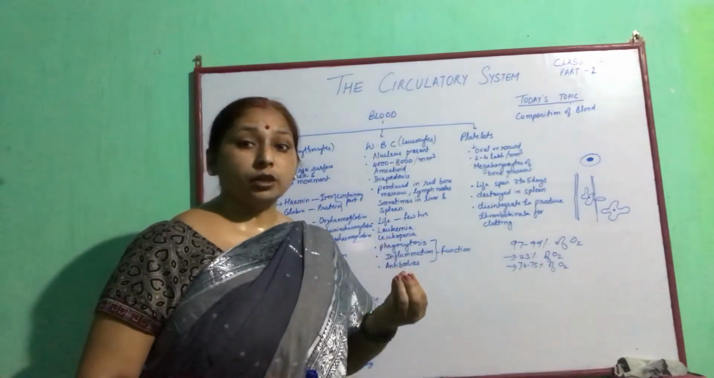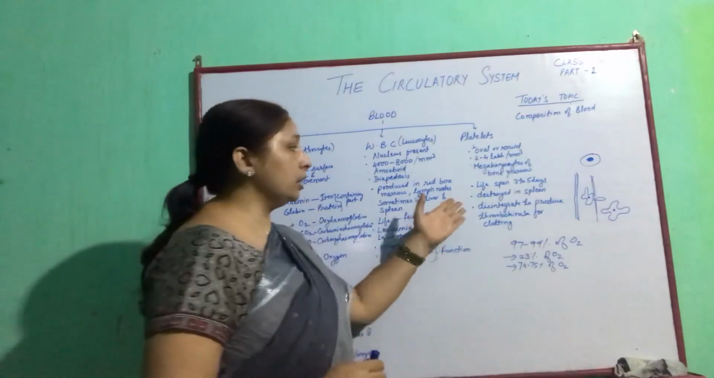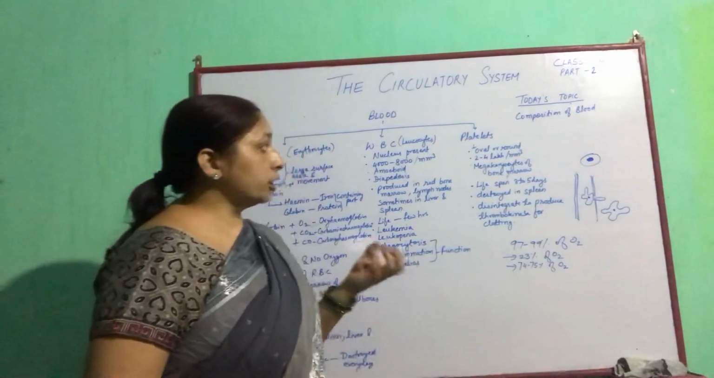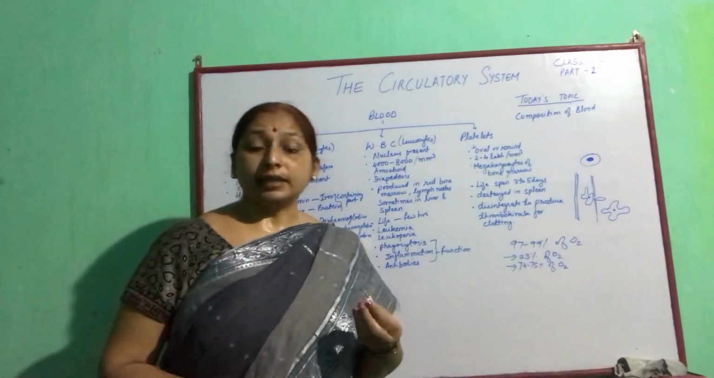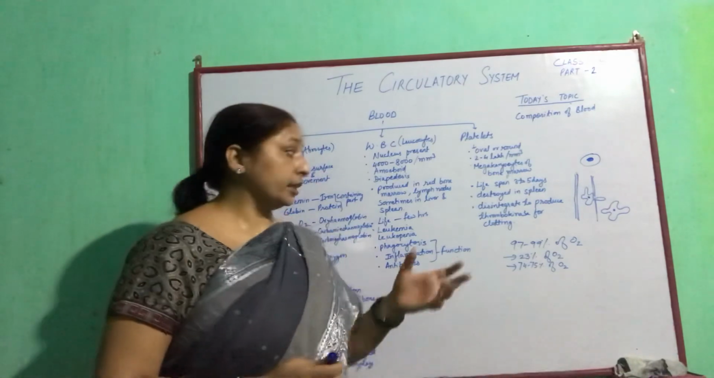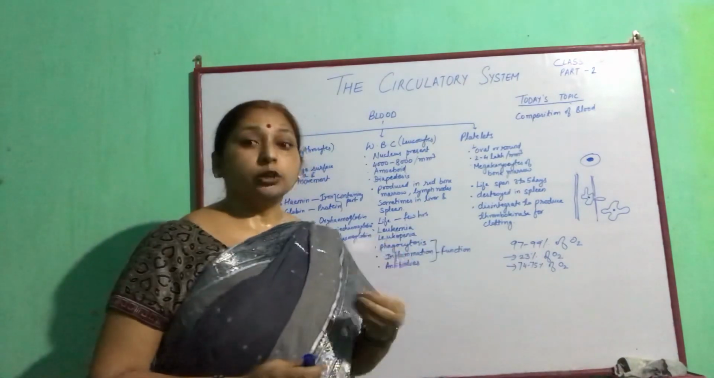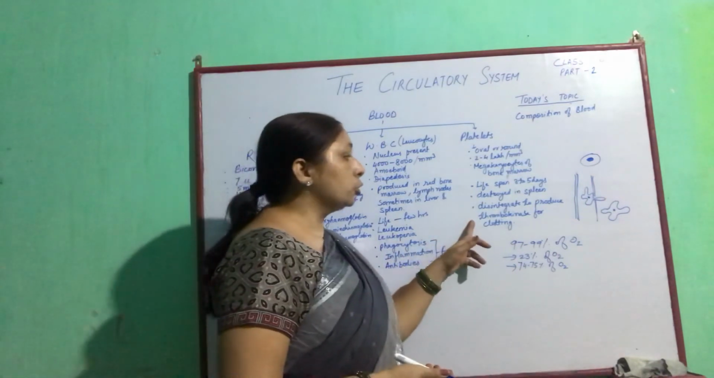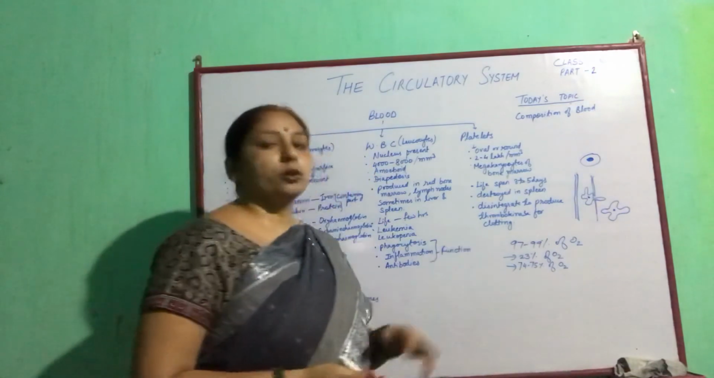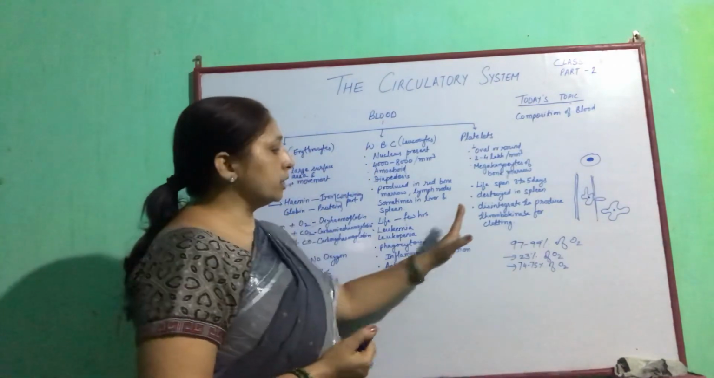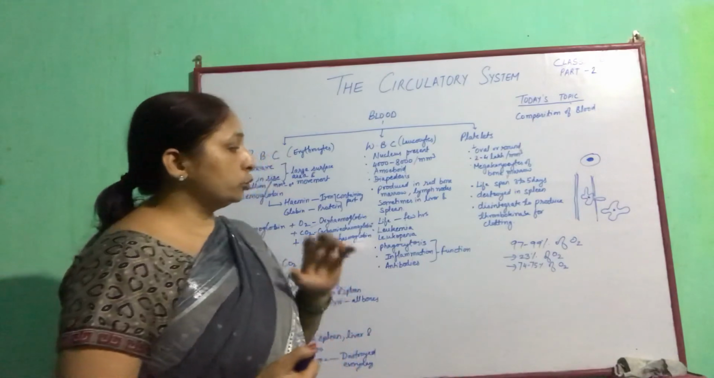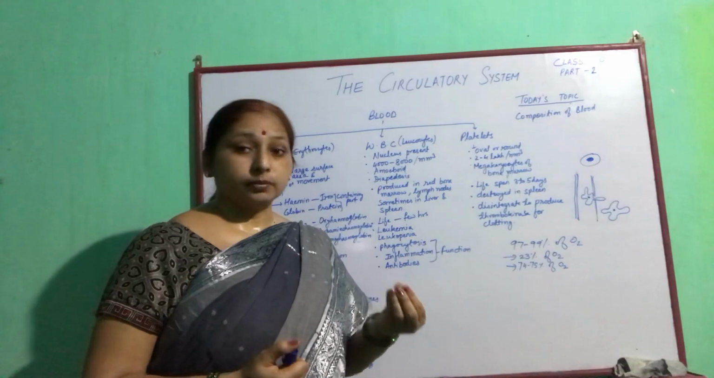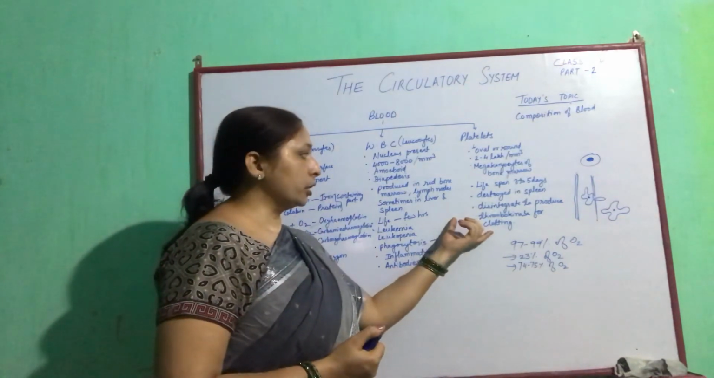Spleen is the graveyard of RBCs and WBCs and even the platelets. So what is the function of platelet? When there is a cut or a wound, at that place it gets disintegrated to release thrombokinase, which is an enzyme responsible for blood clotting. So this is the function, to prevent excessive flow of blood from the cut or wound by formation of a clot.